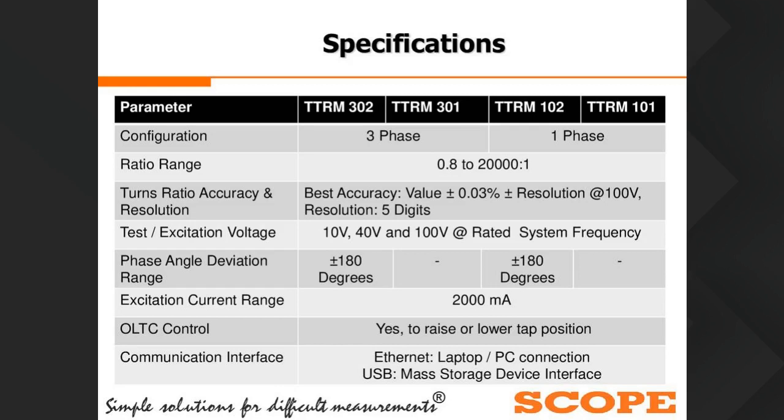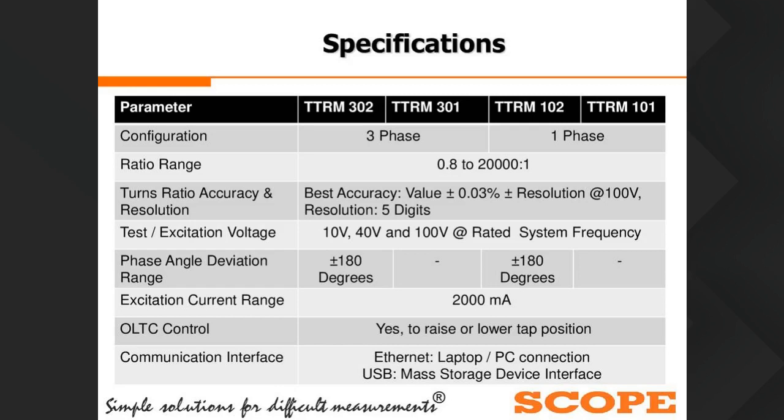And we have different excitation voltage ranges, that is 10 volt, 40 volt and 100 volt. So for a power transformer, we can test from 10 volt up to 100 volt. If we are testing a current transformer, it is normally recommended to test on 10 volt only or 40 volt only. And for a voltage transformer, we can do 10 volt, 40 volt and 100 volt. But for current transformers, we can only use 10 volt and 40 volt.